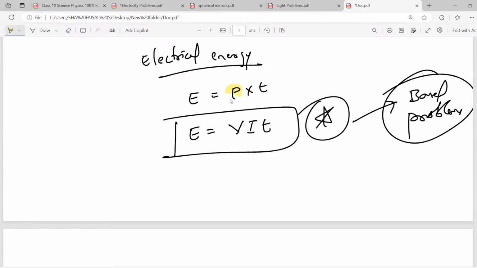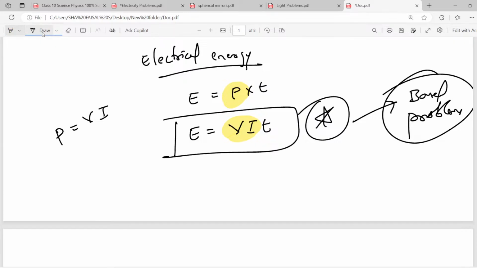As we have just seen, P can be written as V into I, correct? So here, in place of P, we are writing V into I. That's it. V into I. This is T. Simple.